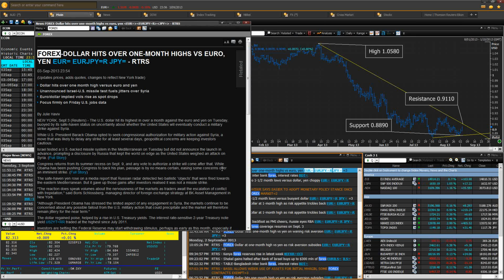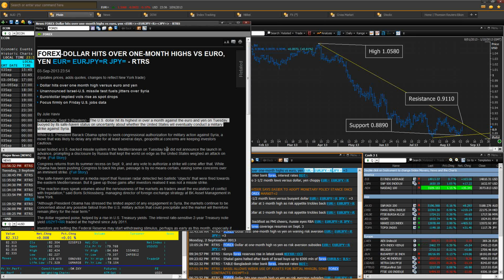As you can see here, the US dollar hit the highest in the month against the euro and yen on Tuesday, buoyed by its safe haven status amid uncertainty about whether the United States will eventually conduct a military strike against Syria. Now, this sort of data, where the market starts to go for a bit of dollar strength and dollar weakness, as I said, overshadows the actual fundamental releases, and it works for a while, and the market just gets really fed up, and then it doesn't impact at all.